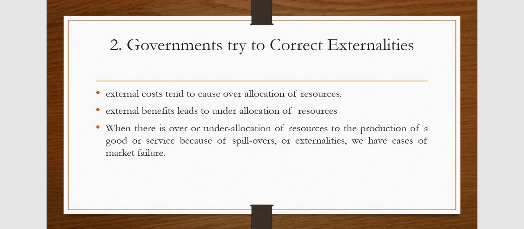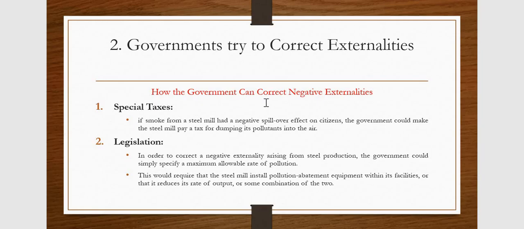Then we move on to the next one. How can government correct negative externalities? One, there are going to be special taxes, right? If smoke from a steel mill had a negative spillover effect on citizens, the government could make the steel mill pay a tax for dumping its pollutants into the air.